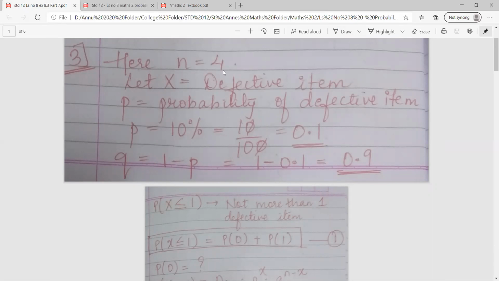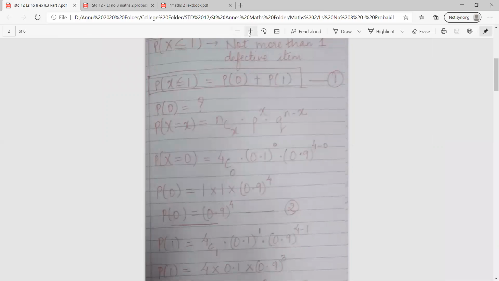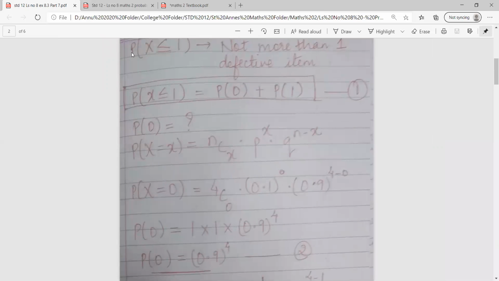So here n is equal to 4. Let x denote defective items and p will be the probability of getting the defective item, which is 10%. So 10 upon 100, 0.1. So we can find the value of Q is equal to 1 minus P. So 1 minus 0.1, you get the answer as 0.9. Now they have told us not more than one defective item. So as I told you class, they are telling you to find the probability of x less than or equal to 1. And x less than or equal to 1 has 2 values, P of 0 plus P of 1.